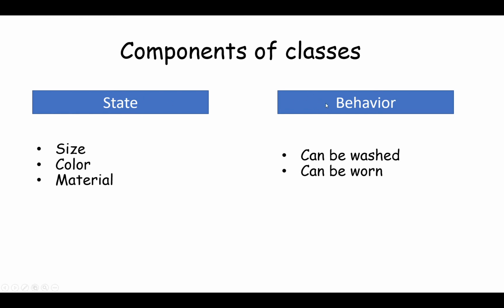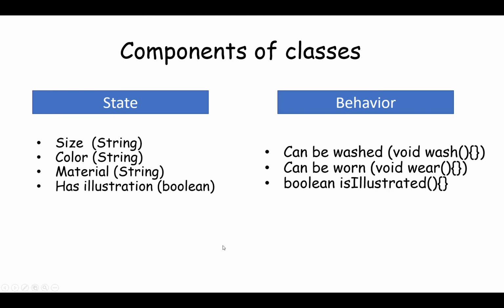and the behavior. Now the state describes, like literally describes, in which state the current object of a class is, and the behavior describes the object's behavior in certain circumstances. So now in this case we have the state to be the size, color, material, and the behavior to be that it can be washed and it can be worn. So if we go further, we can see that we can define our parameters to be of the mentioned types.